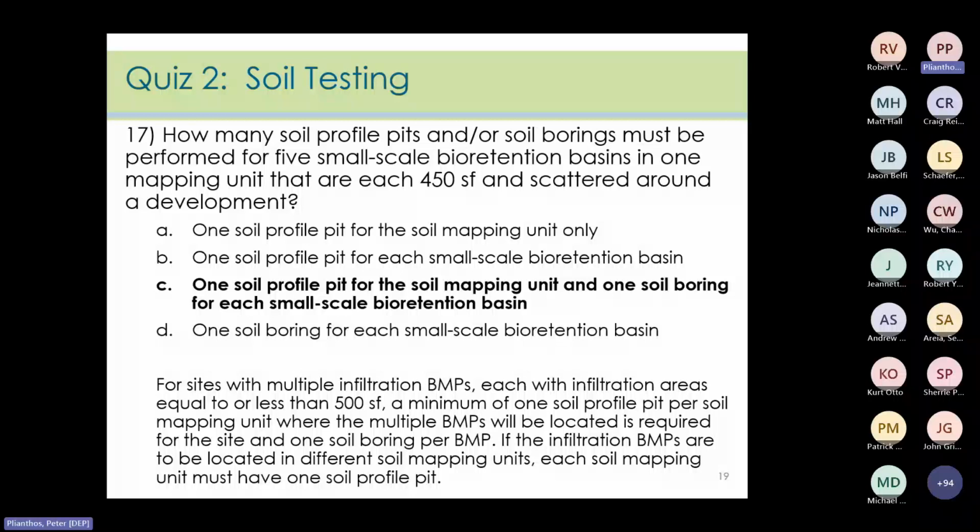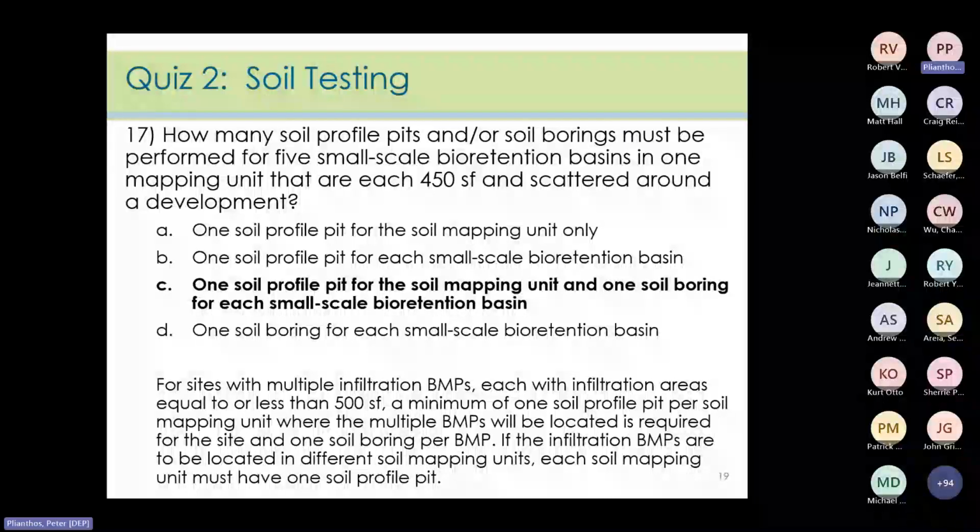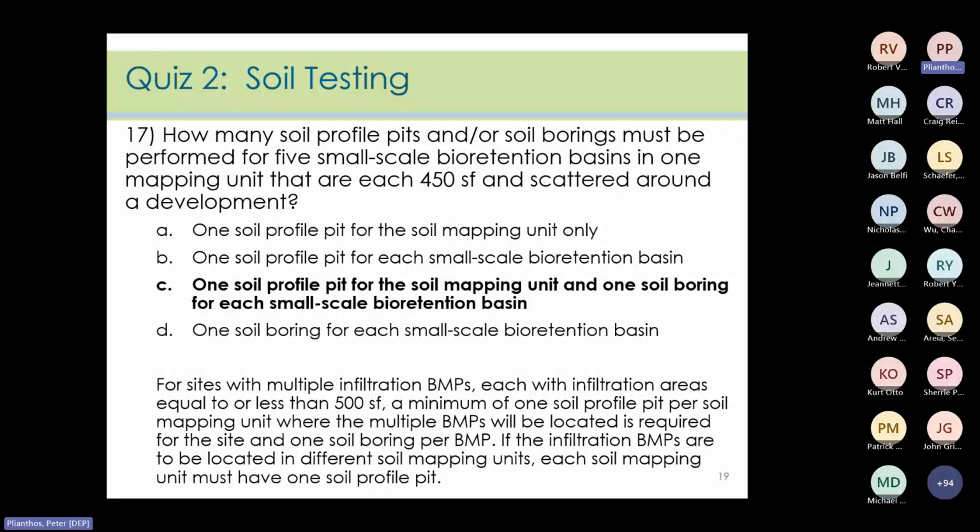If the BMPs are going to be located in different soil mapping units, each unit must have 1 soil profile pit. But if you read the question here, the 5 basins are going to be in 1 mapping unit. So in total, 1 soil profile pit for the 1 mapping unit in this example, and then 1 soil boring per small-scale bioretention basin.